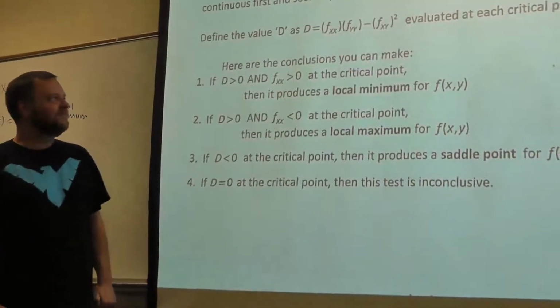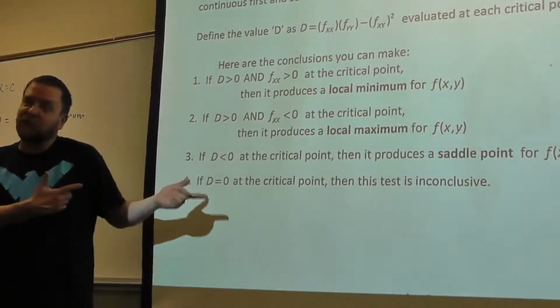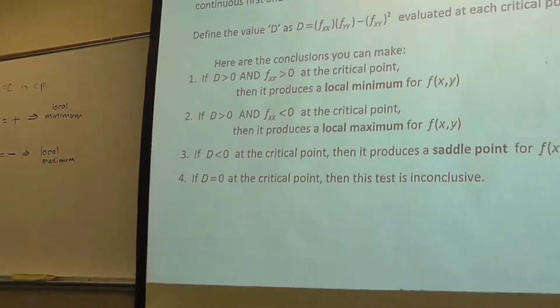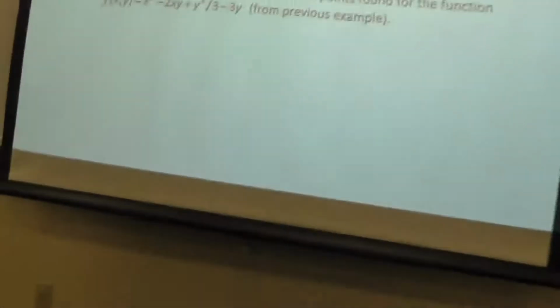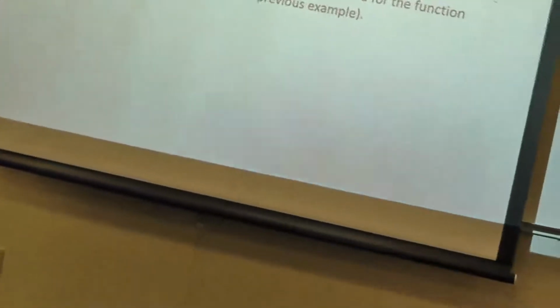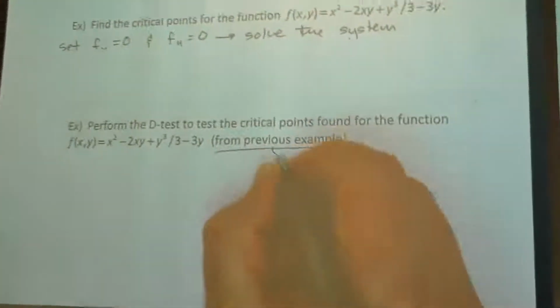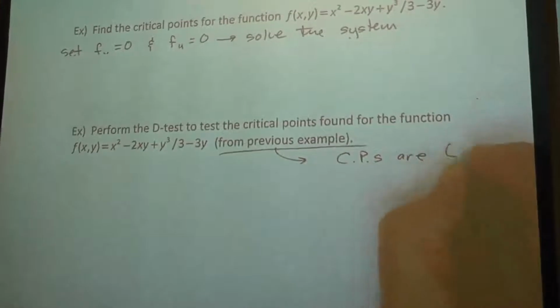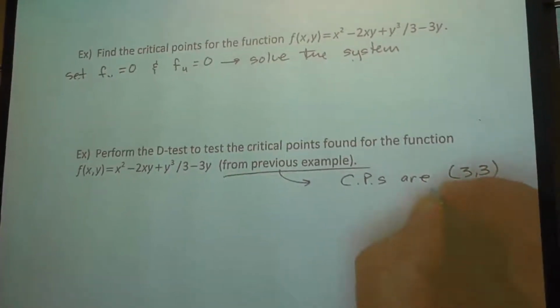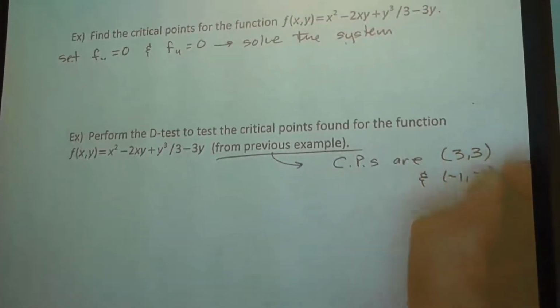So let's apply the D-test to the critical points we just did. And that's the top of the next page. So I'm still using the same function on this problem. This is the same f of x, y. And no spoilers, but the graph is at the bottom of the page. We'll get to that in a second. But we're using the same function. So since it's from the previous example, I already know my CPs are 3, 3 for x and y, and -1, -1 for x and y.